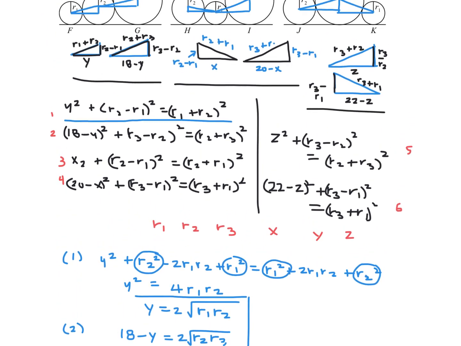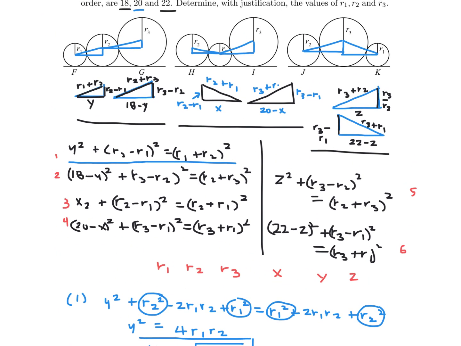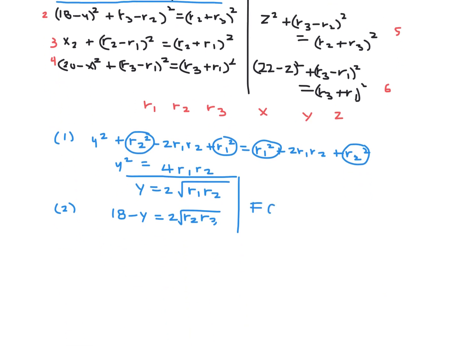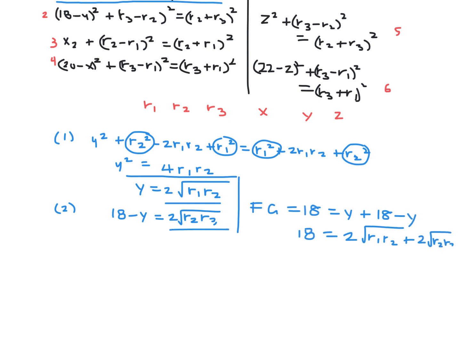So first, before I continue, let me just talk about this. y and 18 minus y. y was representing from here to here, and 18 minus y was representing from there to there. And the whole thing, FG, is 18. So that means that FG, which is 18, is y plus 18 minus y, obviously. So 18, if this is y, is 2 root r1r2 plus 18 minus y, which is this guy, so 2 root r2r3. That's what I wanted to show you.